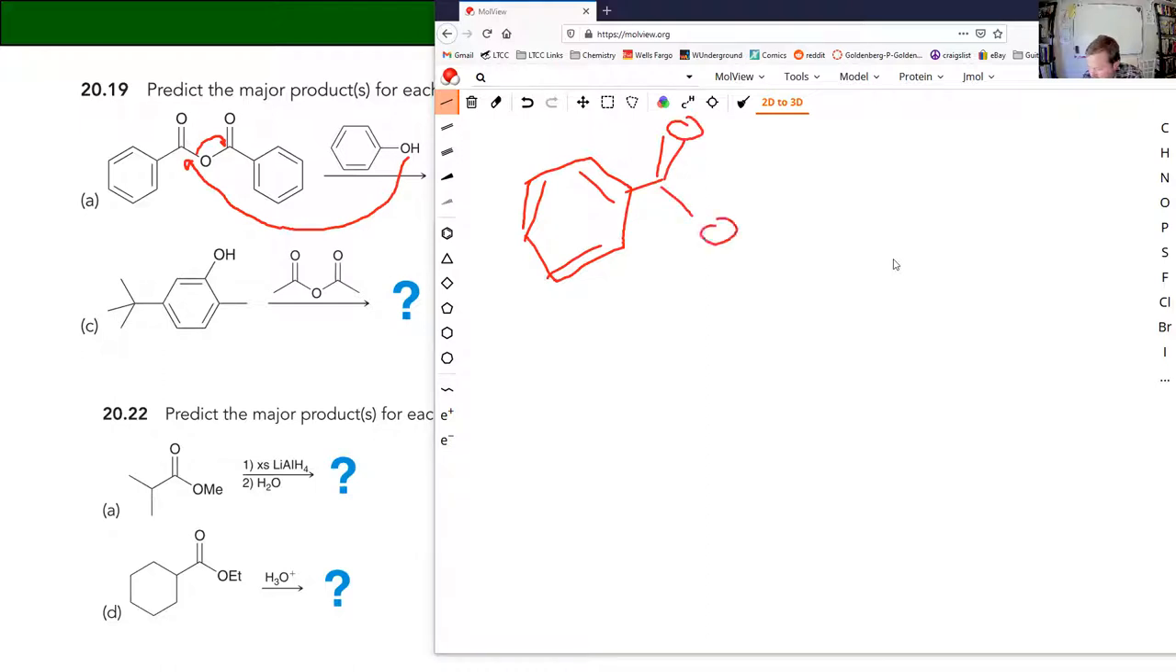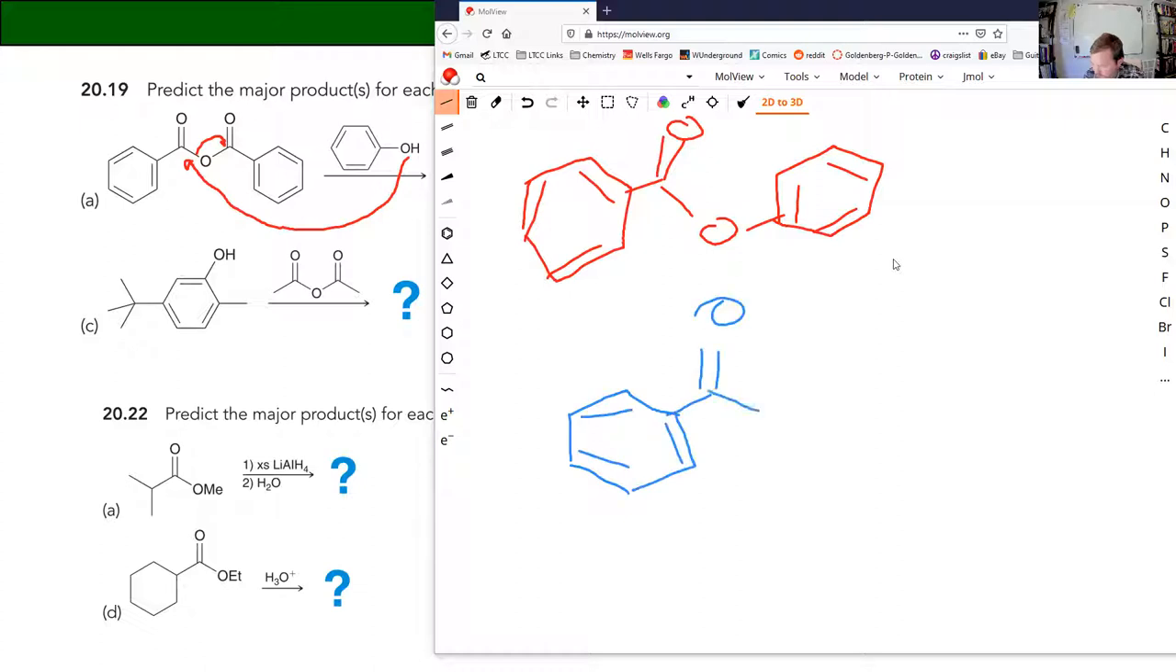We're just going to kick off the leaving group and reform the carbonyl. So we'll wind up with this as one of our products. And we actually do wind up with benzoate as our secondary product. So that was our leaving group up here, including the acetic anhydride oxygen. That's our leaving group, drawn in blue over there, and our new product is the phenyl benzoate ester.